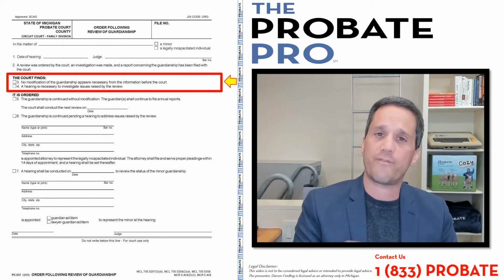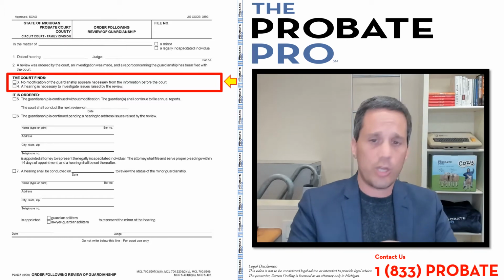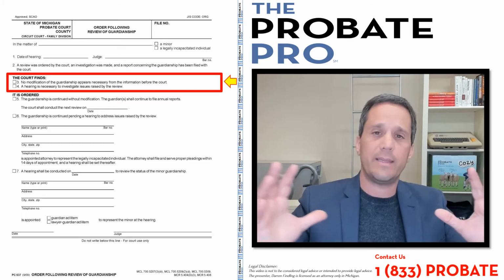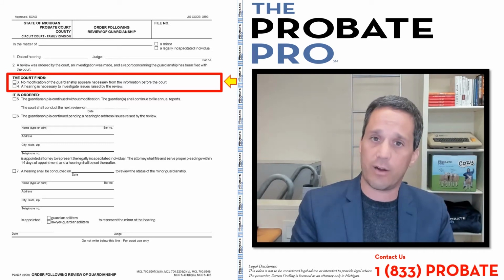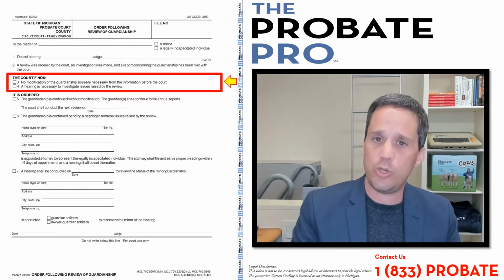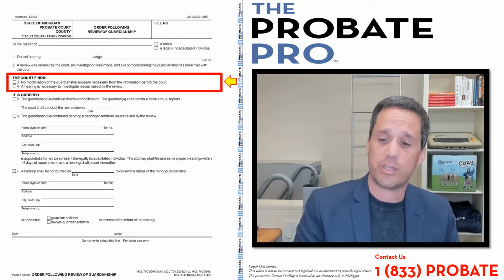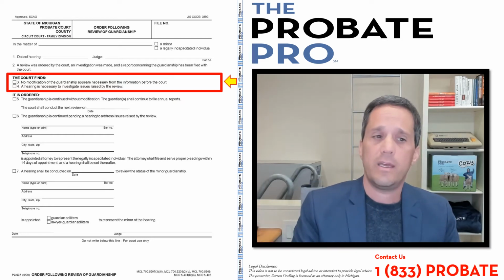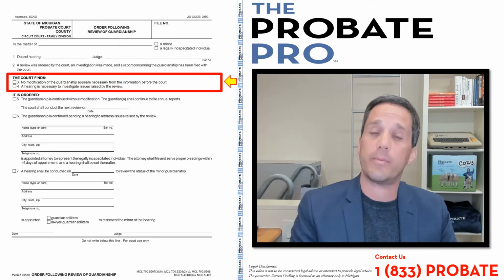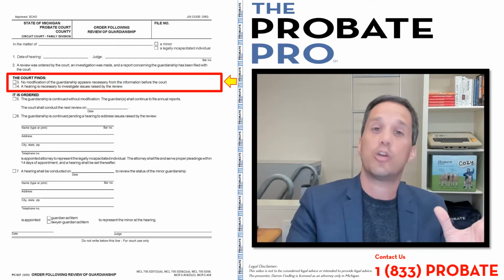Now, if the court finds that a modification is necessary, a modification could be all sorts of things. It could be a limitation of the powers of the guardian. It could mean that there's a need to change the venue or the location of the court that is administering the guardianship because the person may have moved. It could mean that there is a need to terminate the guardianship or change from one guardian to another.